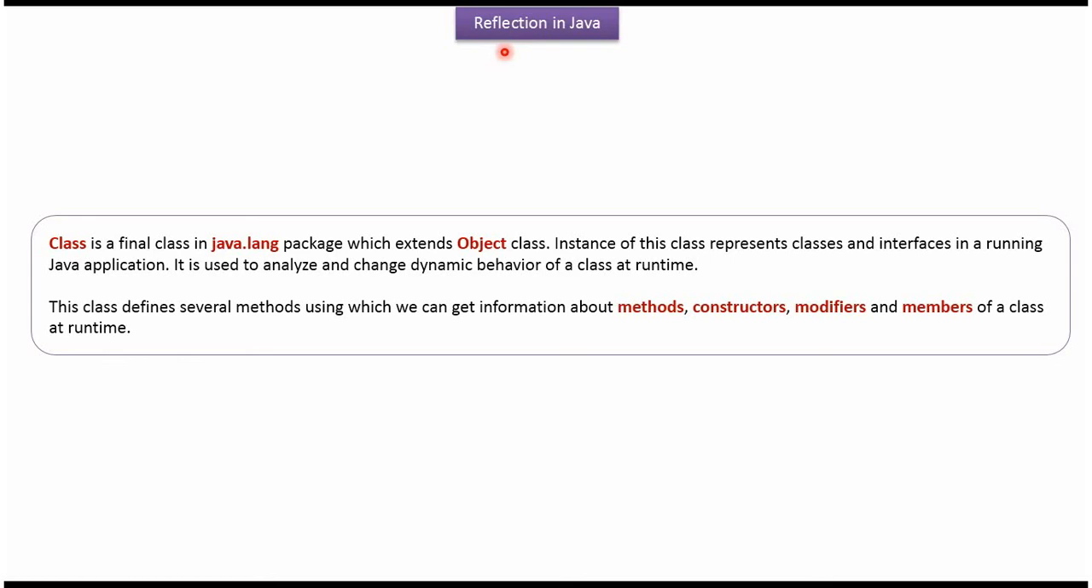In this video tutorial I will cover Java reflection. Class is a final class which belongs to the java.lang package, and this class defines several methods. Using that we can get information about methods, constructors, modifiers, and members of a class at runtime.